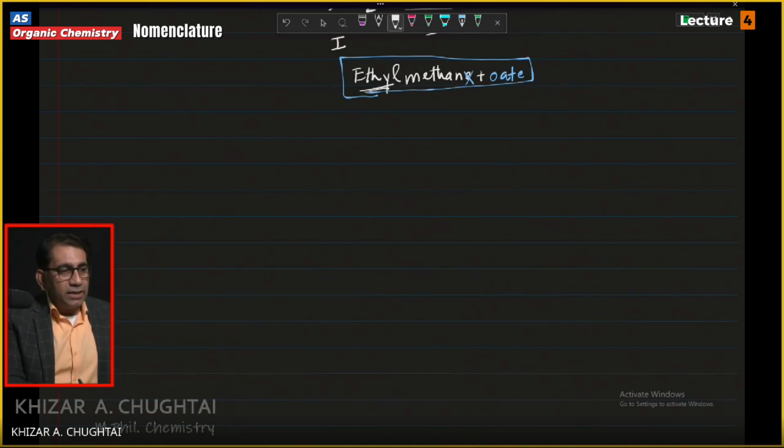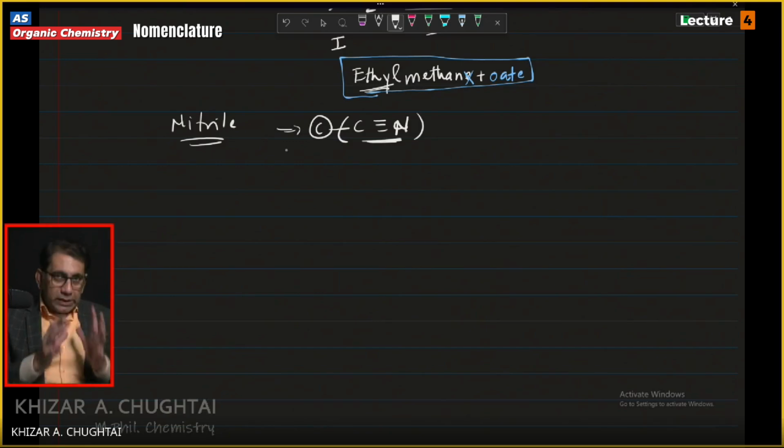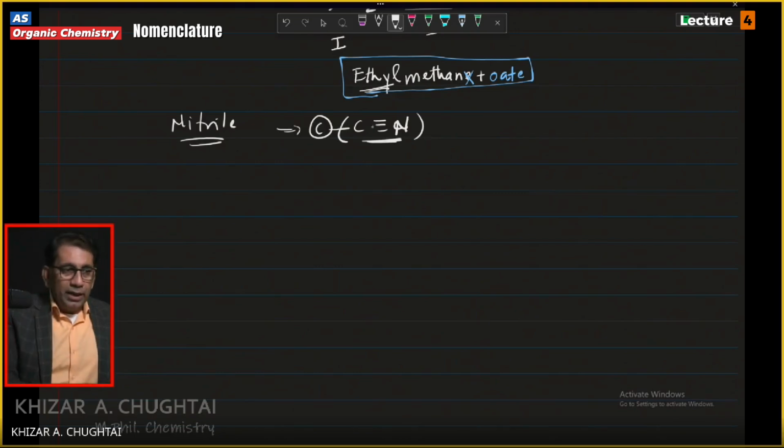Now, the next thing is nitrile. The nitrile group, the functional group, is this one, C triple bond N. When this functional group is attached to any other carbon, at least one more carbon, then this portion is said to be a nitrile. How to give its name?